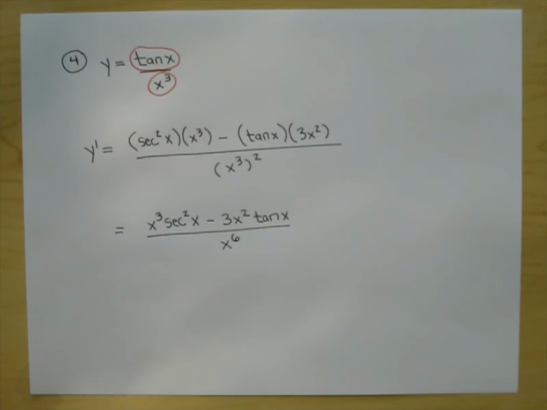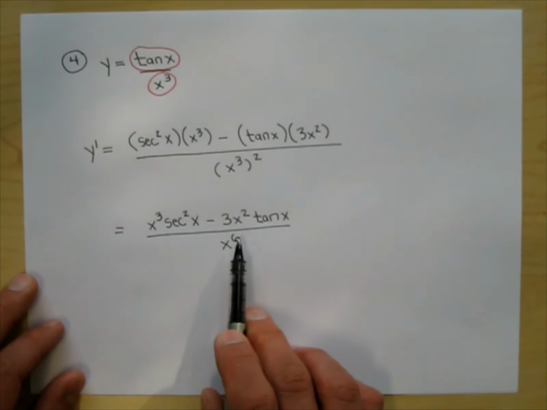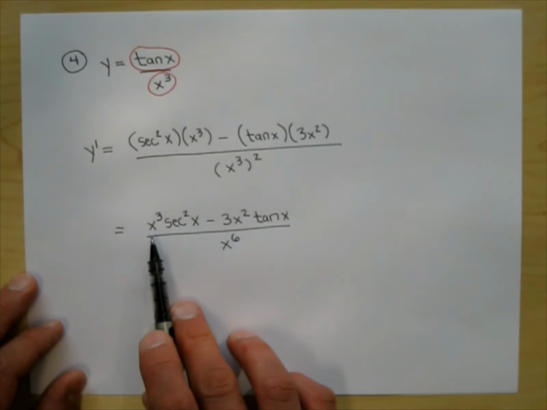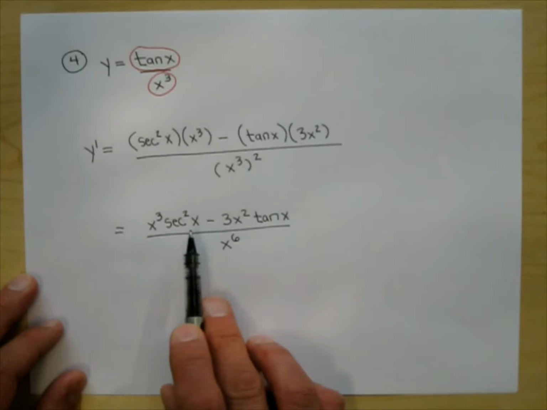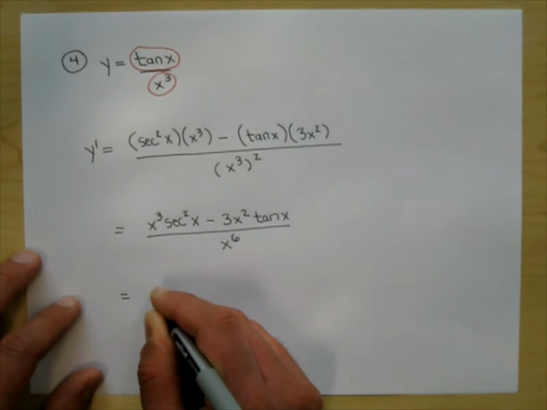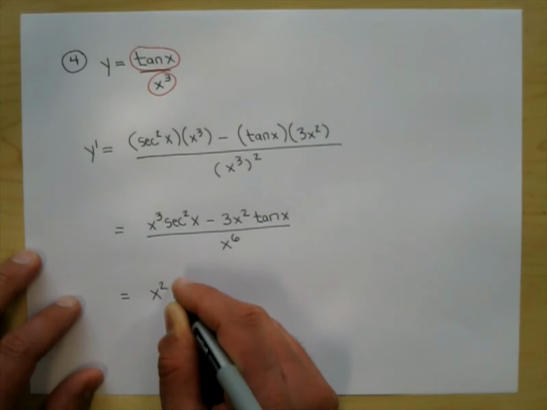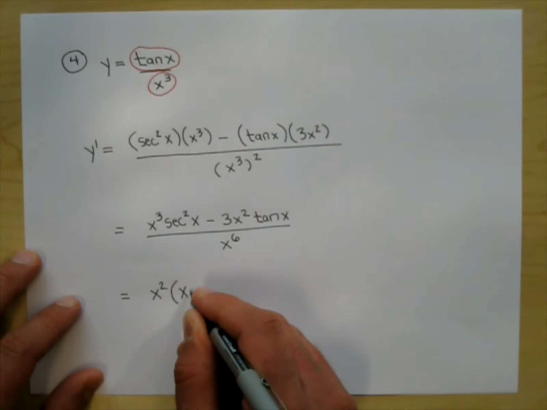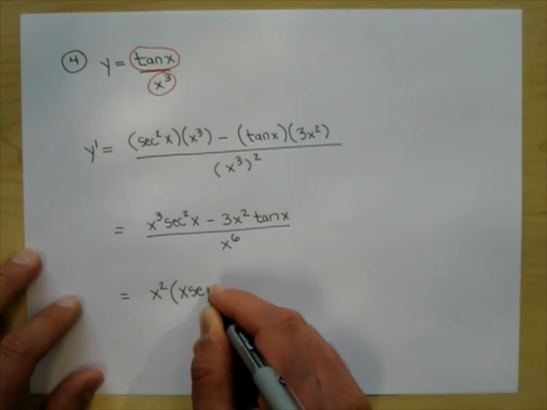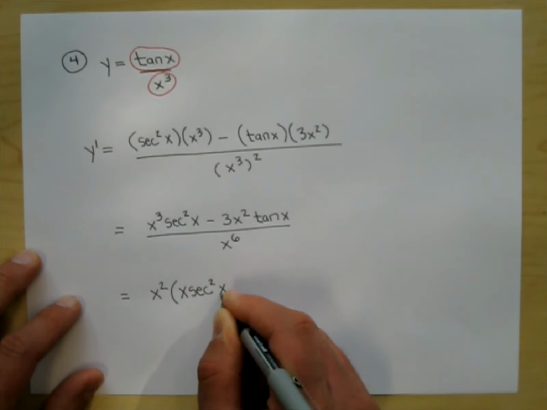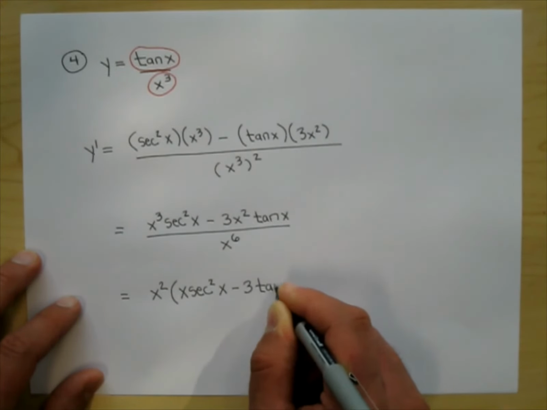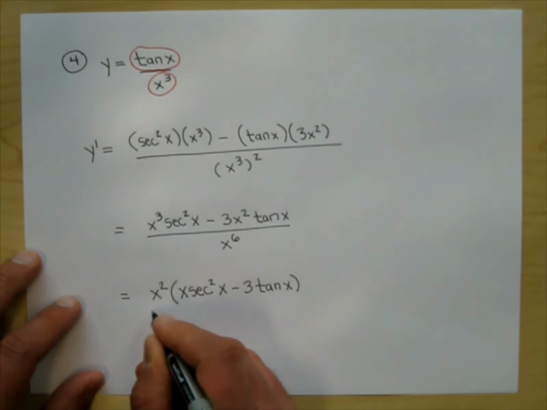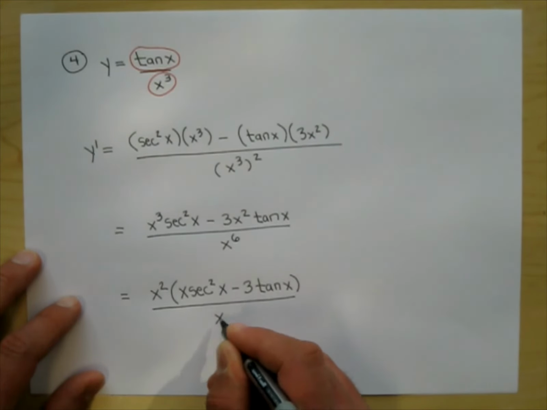Okay, so some of you are like, well, let's box the answer and move on to the next one. Well, let's see if we should. Can I factor anything out of the top? And the answer is yes, I can factor out an x squared. Each of these two terms have an x squared in common. So I'm going to do that. X squared, and in parentheses I have x times the secant squared x minus 3 tangent x. This is all over x to the 6th.